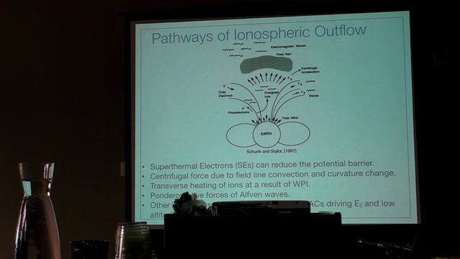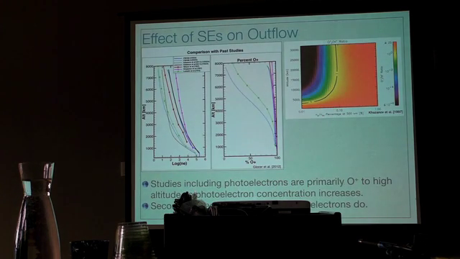There are also less discussed mechanisms, including field-aligned currents and frictional heating driving upwelling. Since I have limited time, I'm just going to move on. For the effect of superthermal electrons on outflow, this is a figure from one of my papers, but it's actually comparing several different studies.